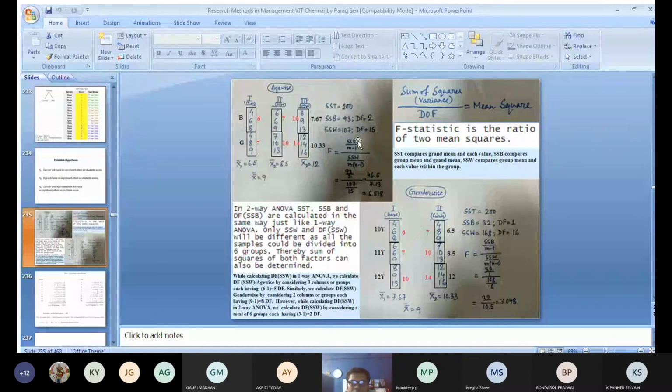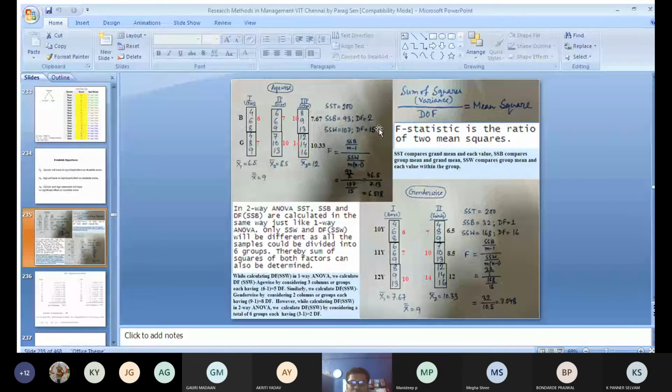And what will be your degrees of freedom? Your degrees of freedom will be 15. Why? Because in each and every group there are 6 elements, so the degrees of freedom for each group will be 5. You have 3 groups, so 3 into 5, your degrees of freedom will be 15.